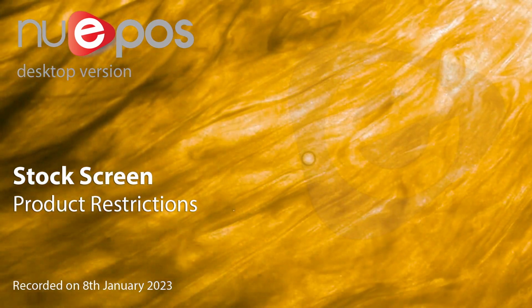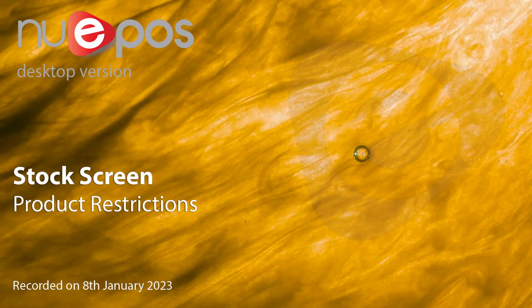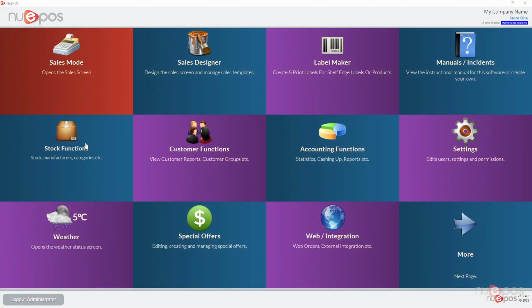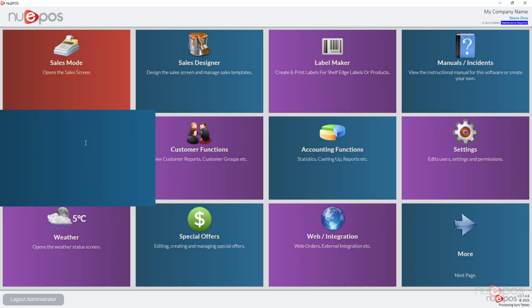Stock screen, product restrictions. There are two main types of restrictions on NuEPOS. The first is a simple age restriction. So let's talk about that one first.